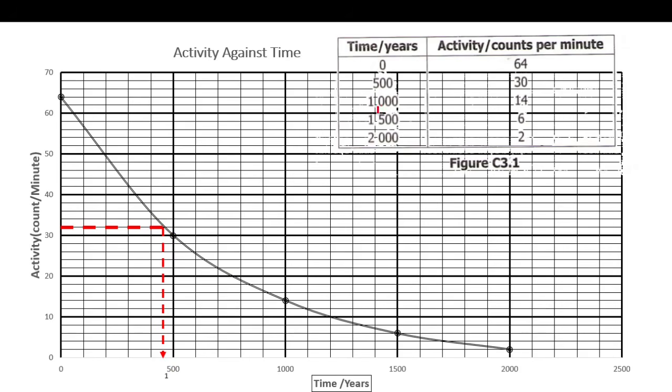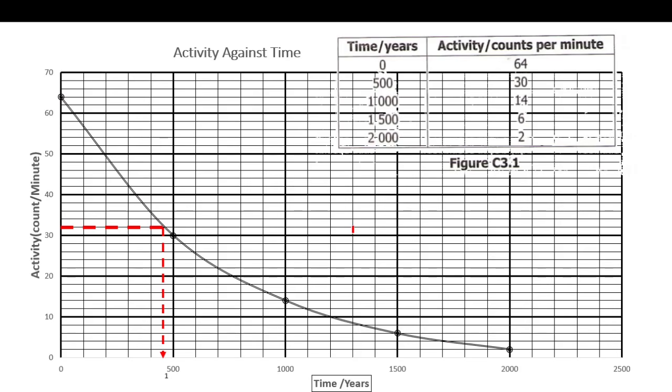Then 1000, 14. So 1000 is here, and 14 is somewhere here: 10, 12, 14. I put a point. Then 1500, 6. So 1500, 6 here. Then 2000, 2. I put a point there. Then I draw a smooth curve like that.